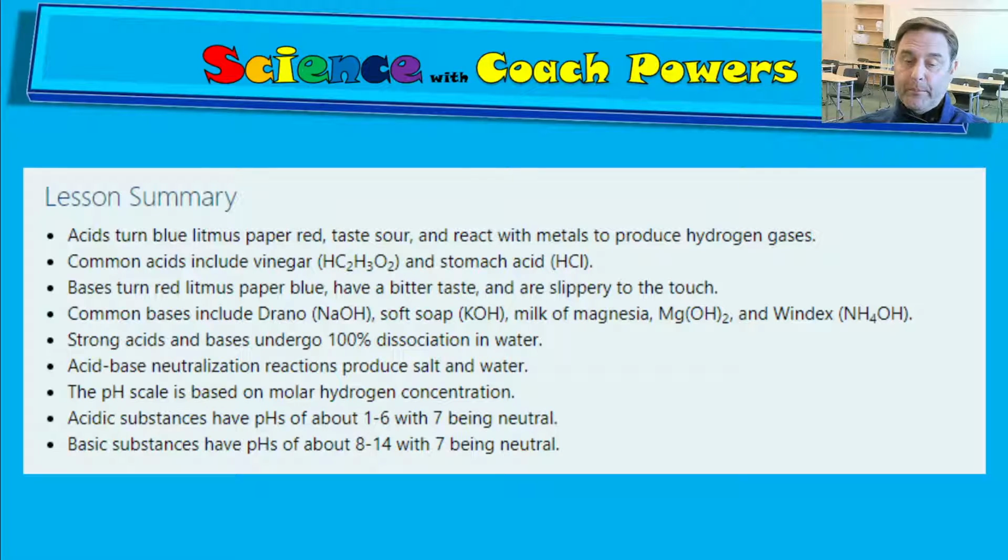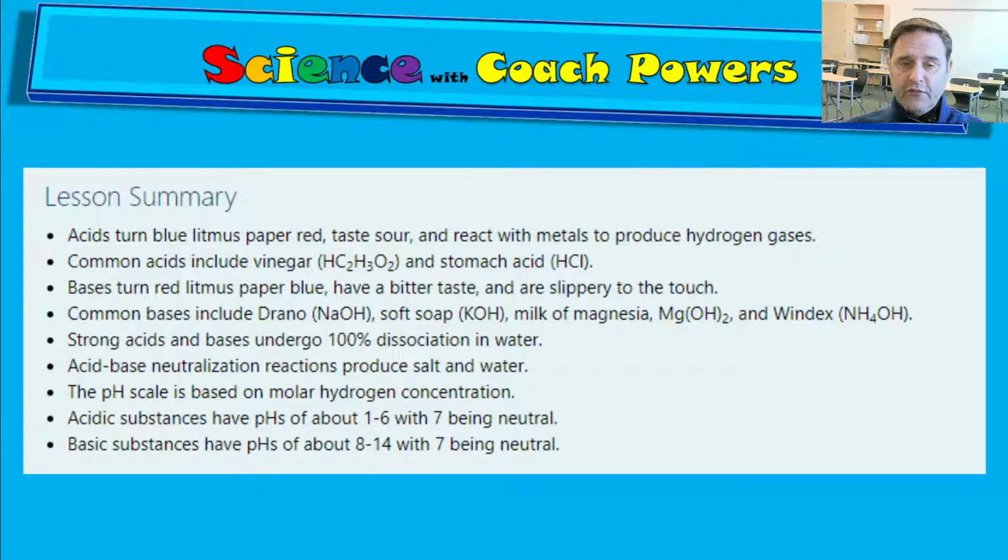Acids turn blue litmus paper red, taste sour, and react with metals to produce hydrogen gases. There you go. We're learning something, again, from your previous units. We have something reacting with metals to produce hydrogen gases. Certain things combine to make something like an acid or a base, based on what it is and what you see in the reaction.